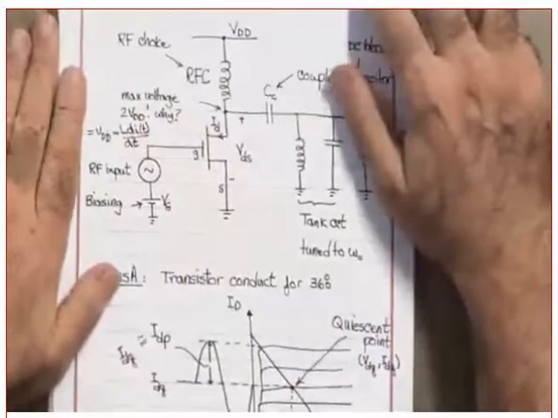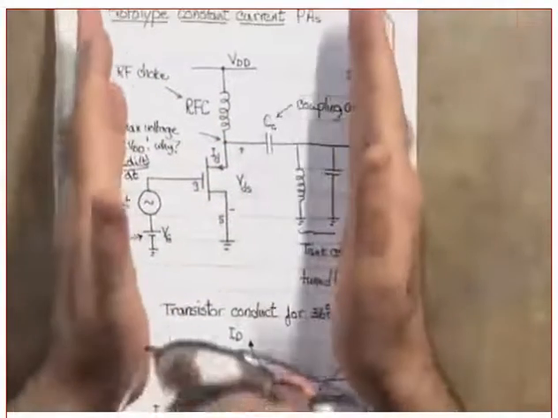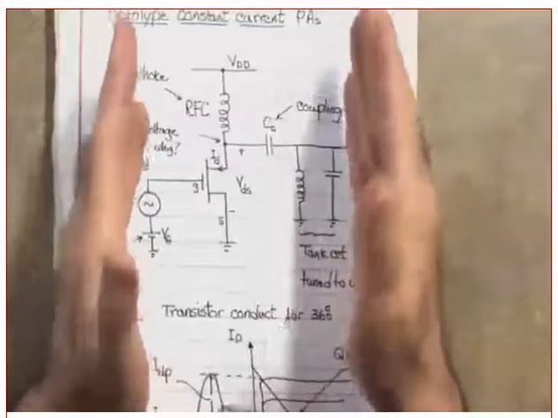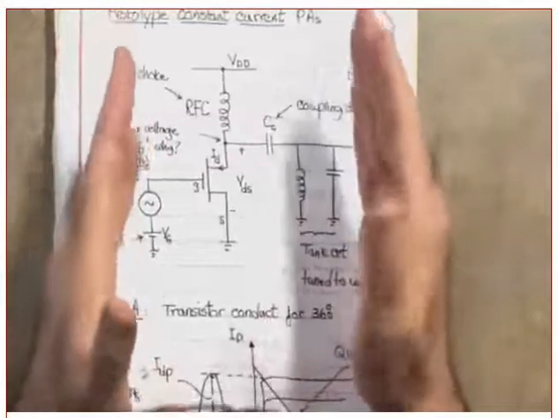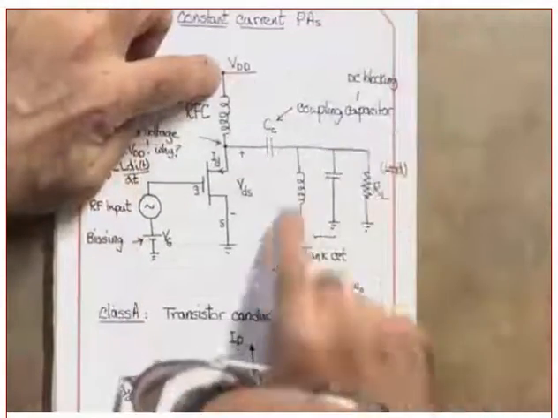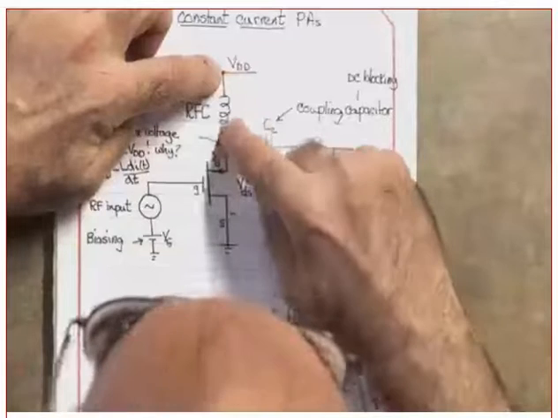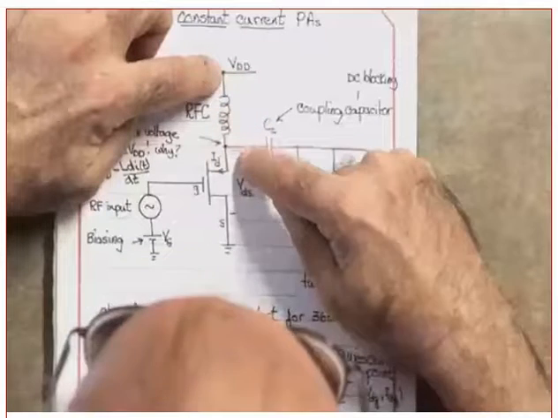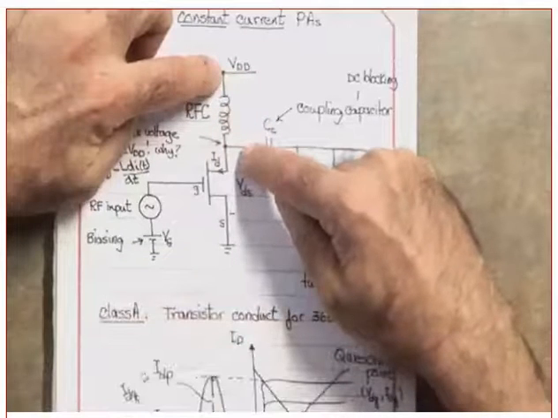Yes or no? Now, notice, by the way, when you sketch the AC equivalent circuit of this circuit, where would this point be? This point will be grounded, which means what? This inductor will be where? In here. Did you get this or not?